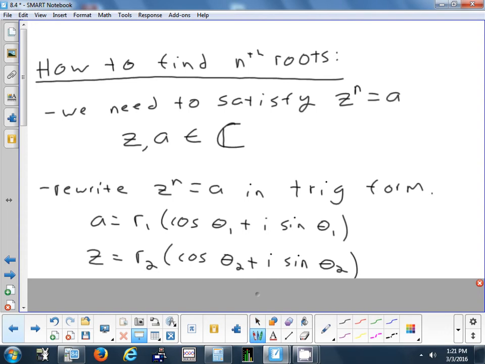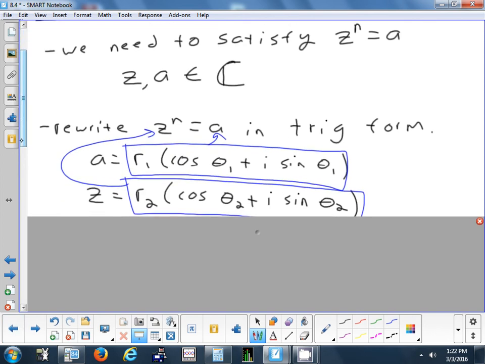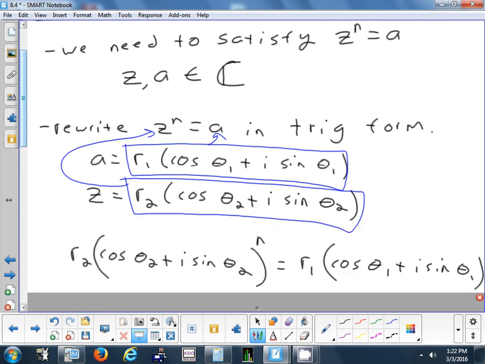All right. So we have rewritten A in trig form, and we will write z in trig form generically. We're not going to know the radius, we're not going to know the angle. Then we fill that in for A, and fill that in for z. So now I'm going to write that same equation, plugging all that in. I've got R2 times cosine theta 2 plus i sine theta 2, to the n, and that equals A, which is now in trig form. We will know R1, we will know theta 1.